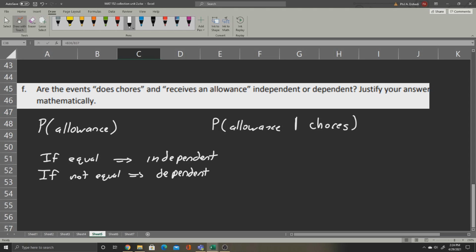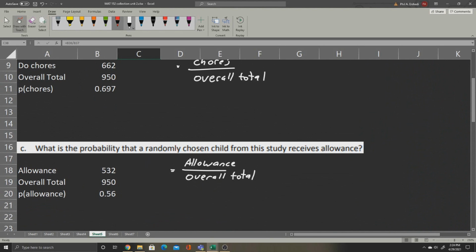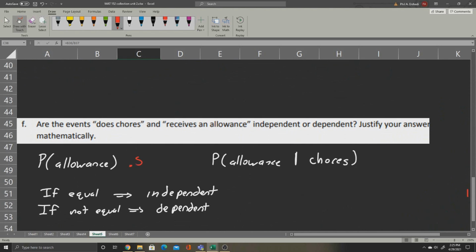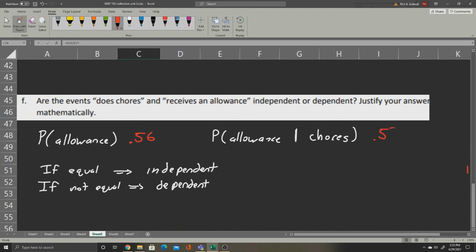First, let's find our probability of getting an allowance. We found this in part C, and we see that the probability of getting an allowance is 0.56. Let's also look at the probability of giving an allowance given that the child does chores. We calculated this in part E, and we found that the probability is 0.589. Now we can see that the probabilities are not quite the same. Your probability of getting an allowance is 0.56, but if you also do chores, your probability increases to 0.589.